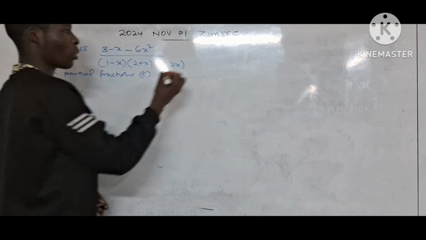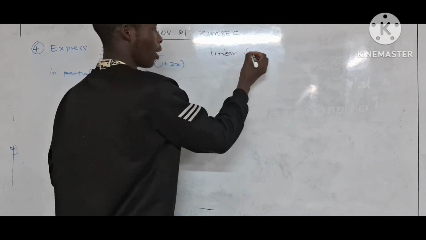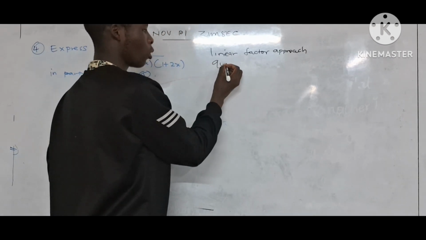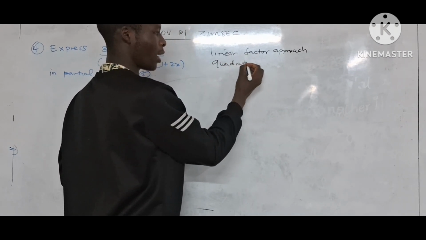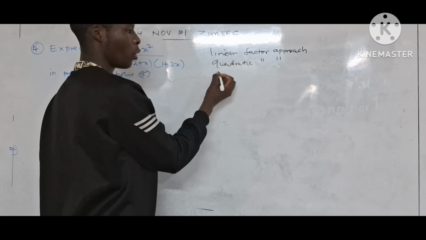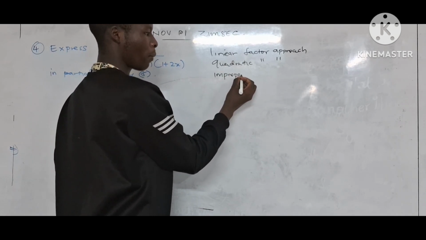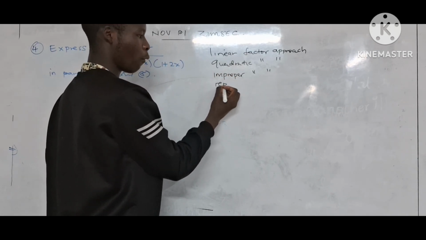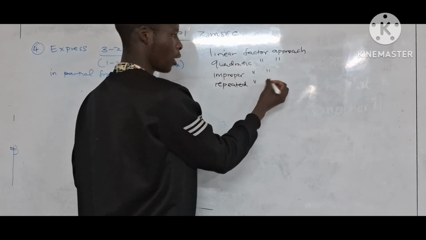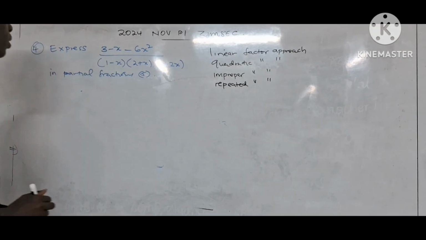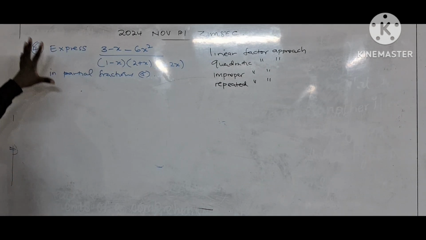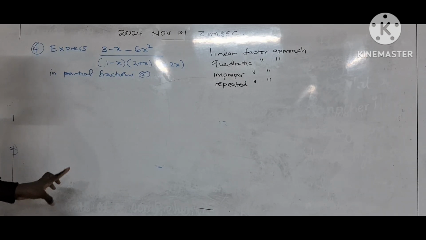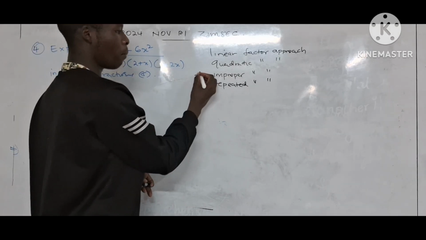So see, we have what we call the linear factor approach. We also have the quadratic factor approach. We also have the improper factor approach. We also have a repeated factor approach. We are going to discuss all these things. So the thing is this: if you want to express any given expression in partial fractions, what are you supposed to do? You check for improper first.